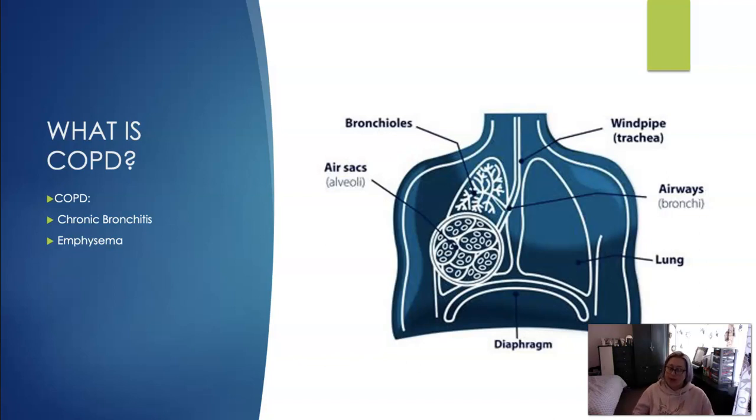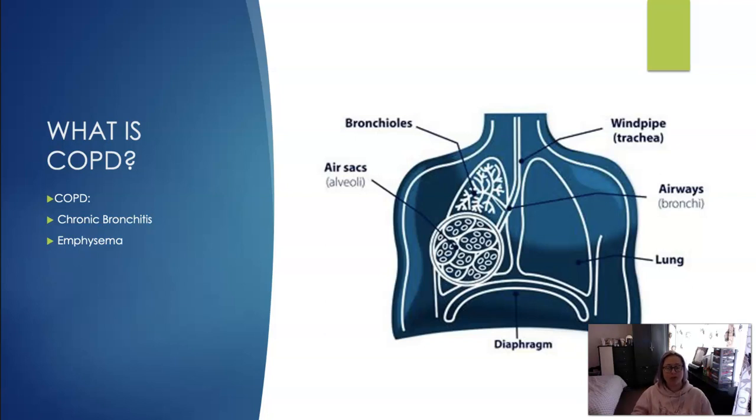So we've got a little diagram here of our respiratory system. We've got our trachea, our bronchi, our bronchioles, our alveoli. When we're thinking about COPD, we're not concerned so much with the diaphragm or diaphragmatic breathing. COPD tends to be more concerned with the actual airways themselves, thinking of down from the trachea into the bronchi, the bronchioles and the alveoli.